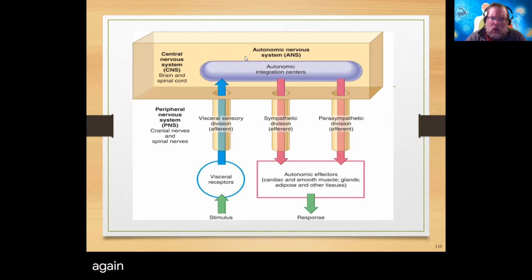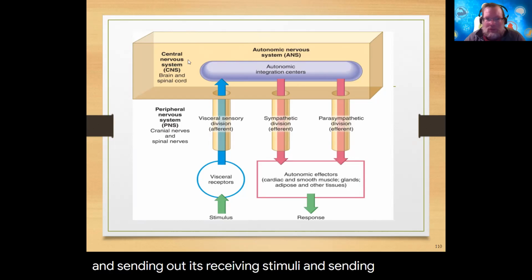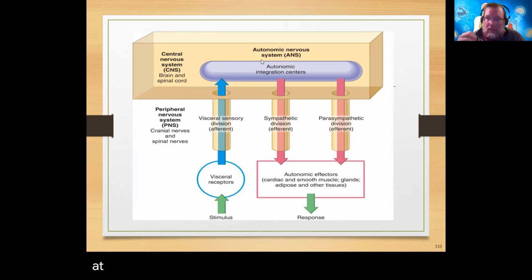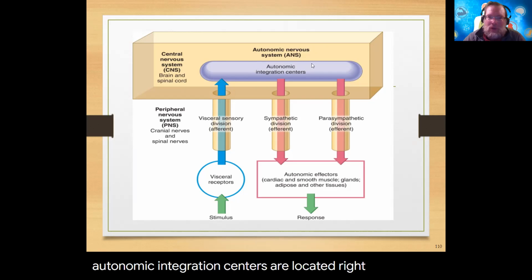So again, autonomic integration simply means that the brain and spinal cord are processing: receiving stimuli and sending out responses. And again, that's all going on. We saw when we looked at the brain, we looked at the medulla, the pons, the brain stem, the diencephalon. Those primitive areas of the brain are where a lot of our autonomic integration centers are located, right? So I think you'll probably recall that from a couple of discussions ago.